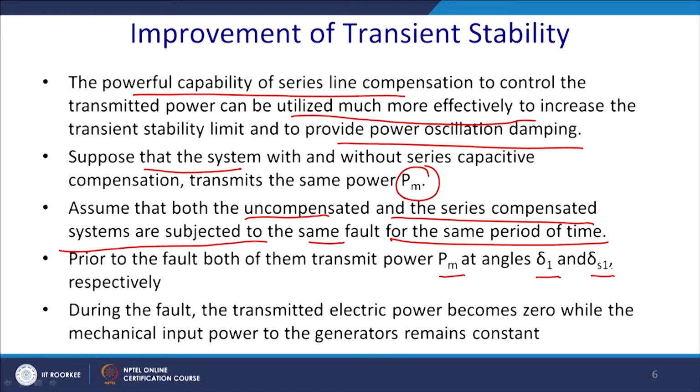During the fault, the transmitted electric power becomes 0, while the mechanical input power generated remains constant. This is our assumption. So, what will happen then? We shall analyze the same with the two machine theory using the equal area criteria.